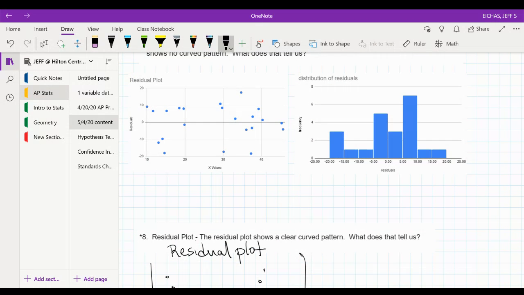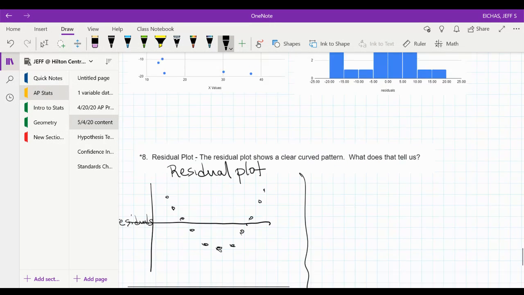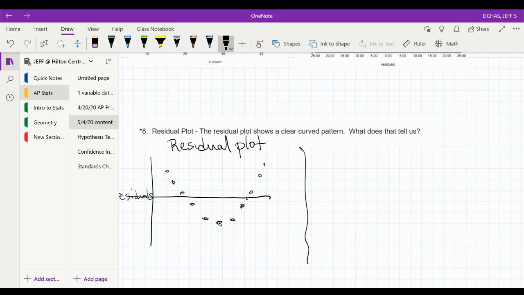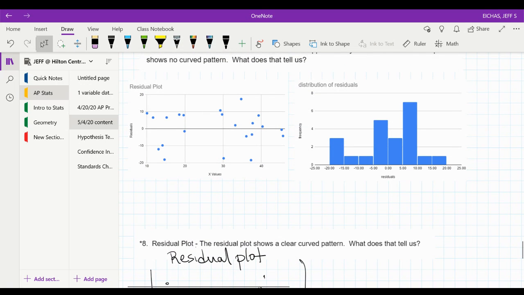Now, what you're supposed to be looking for is, do these points look random on the scatter plot, or is there a curved pattern? Now, I'll show you in the next question. It will be distinct. If there's a curved pattern, it will be really obvious. So if you're searching hard to find a pattern, it's not there. What we would say is this is random.